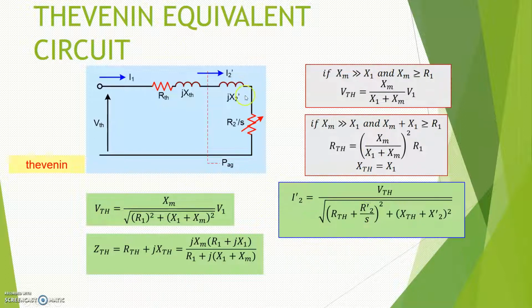For the I2 prime in this circuit, I1 will be equal to your I2 prime. In order to find the I2 prime, you just apply Ohm's law, where I2 prime will be equal to the V supply, which is the V-Thevenin here, divided by the equivalent impedance. The equivalent impedance is the square root of R-Thevenin plus R2 prime over S, squared, plus X-Thevenin plus X2 prime, squared. This is the formula for the I2 prime for the Thevenin equivalent circuit.